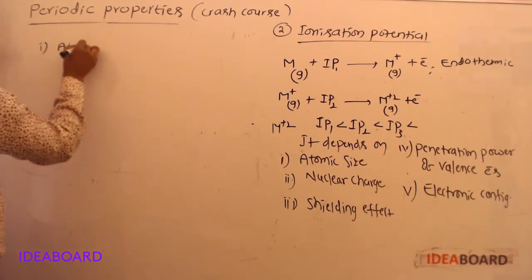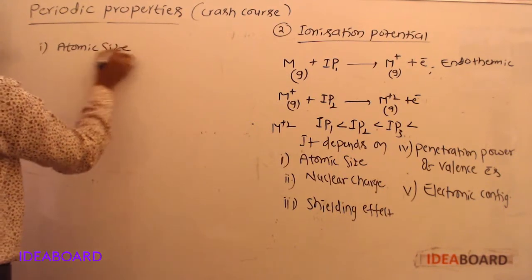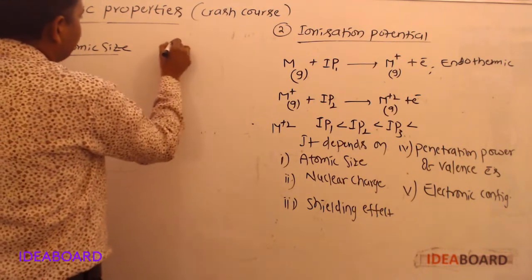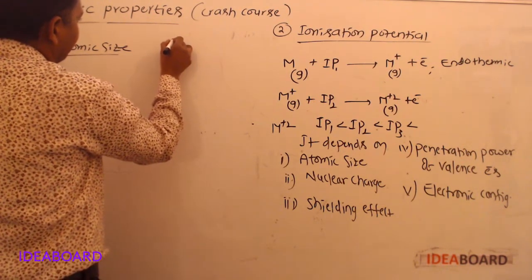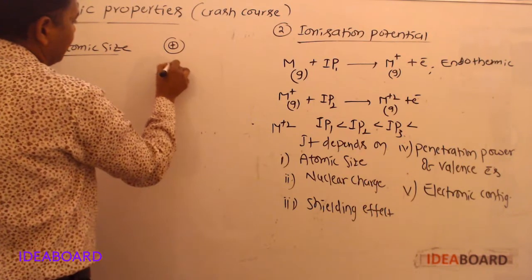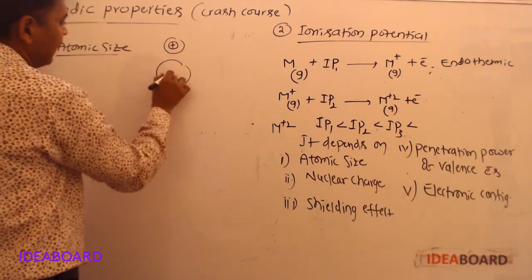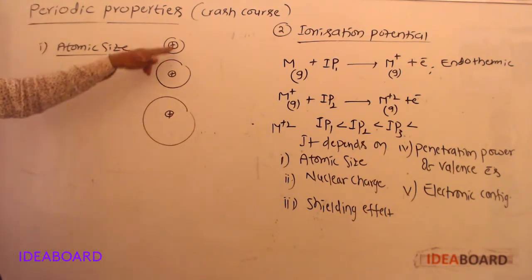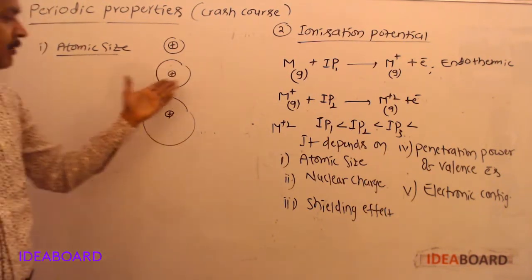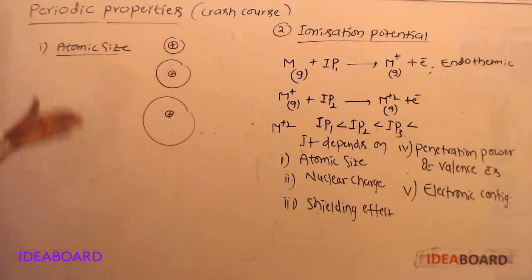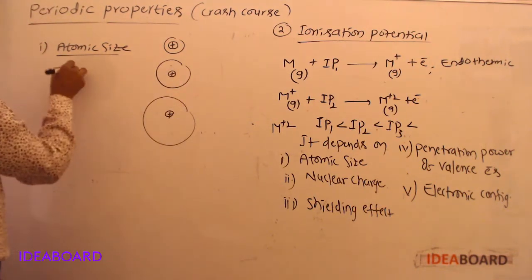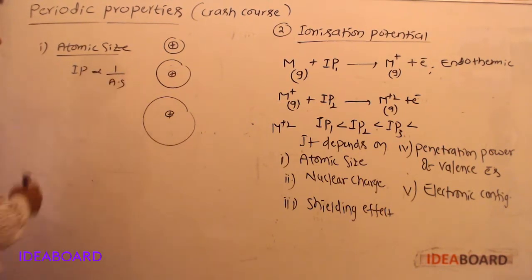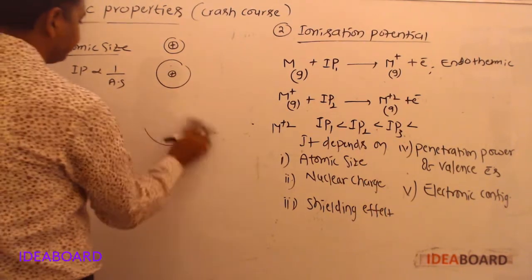The first one is atomic size. As atomic size increases, the nucleus force of attraction on valence electrons decreases. Then IP decreases. So IP is inversely proportional to atomic size.